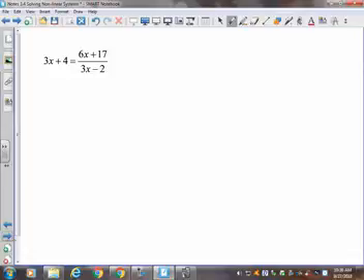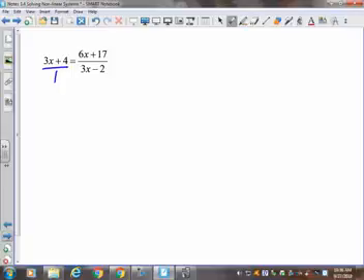you can see on one side I have a linear, and on the other side I have a fraction. That's called a rational function. And when you have one that's a fraction and one that's not, you want to make them both fractions. So we're going to stick a 1 under that, so it'll look like a fraction.